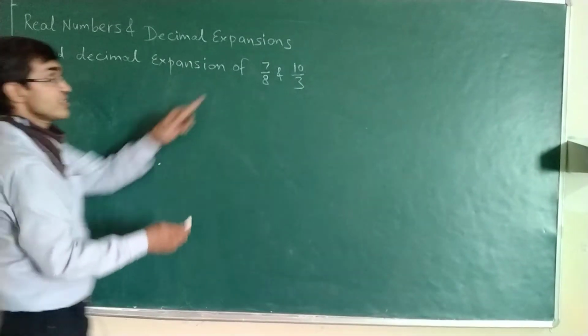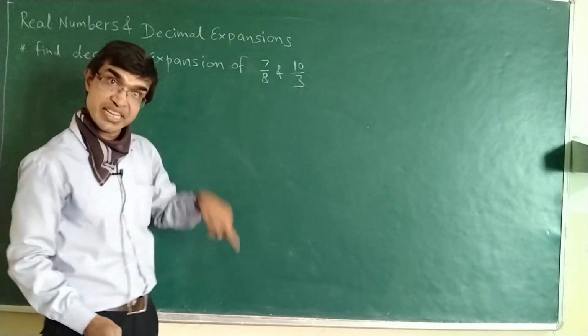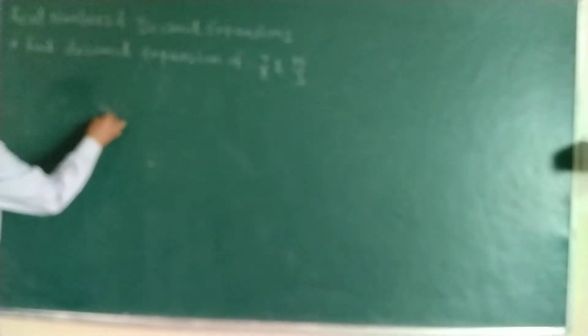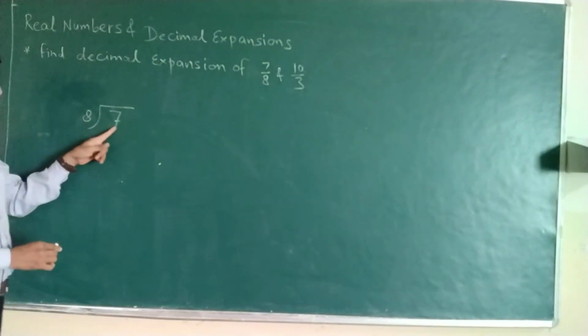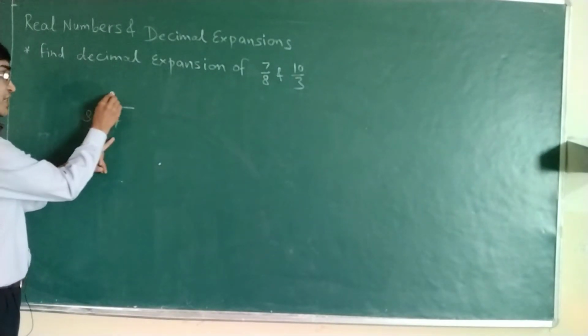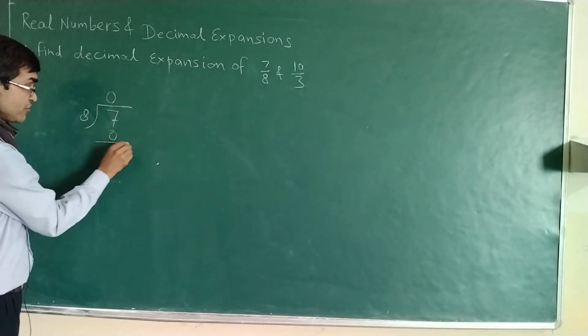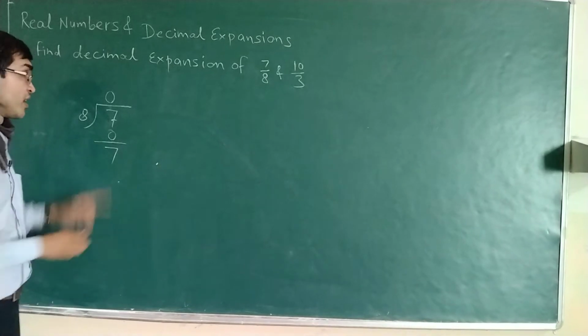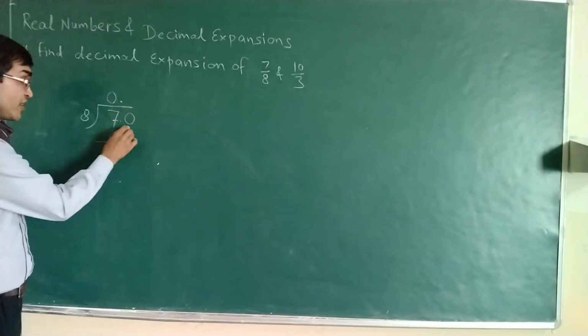7 by 8 means 7 is the dividend and 8 is the divisor, which means we have to divide 7 by 8. So you write 7 here and we are dividing by 8. Now this 7 is less than 8, so it goes 0 times. Now it's 0, and here 7 again. Now what do we have to do? Put a decimal here and add one digit, take it down.